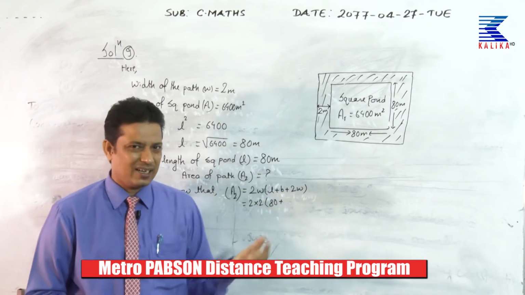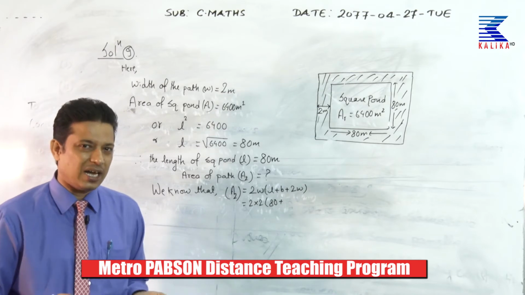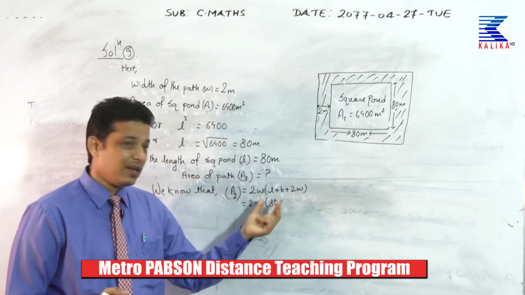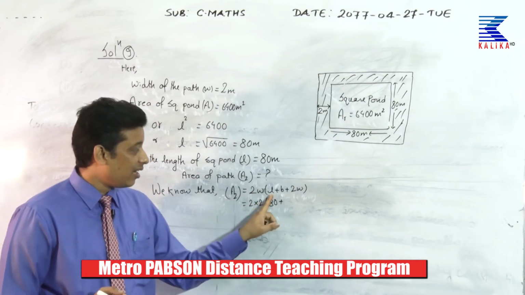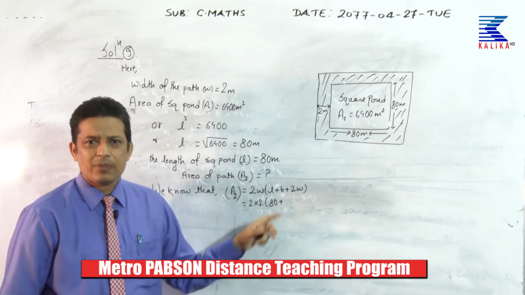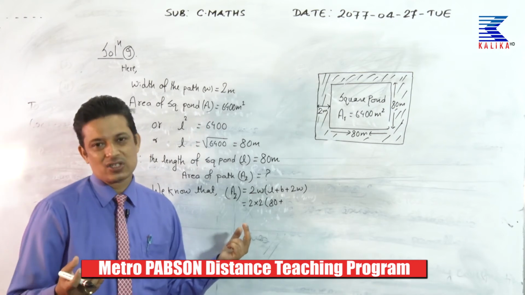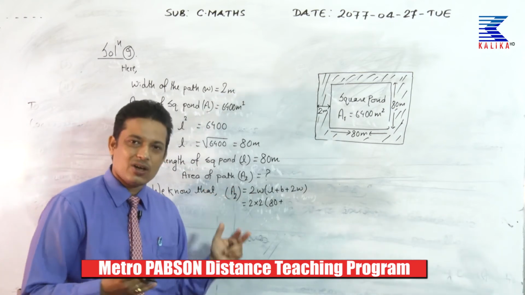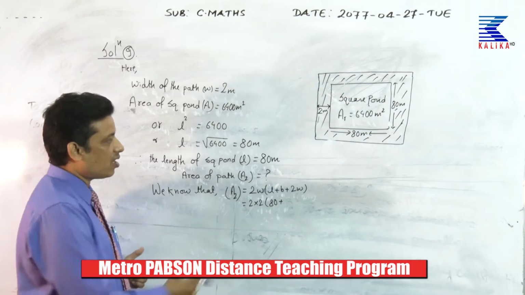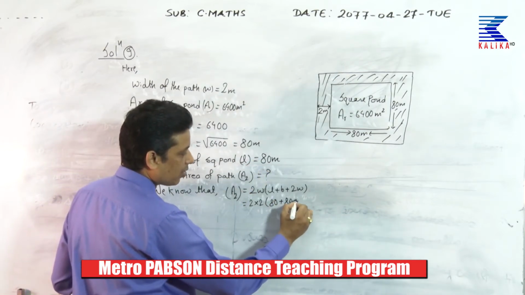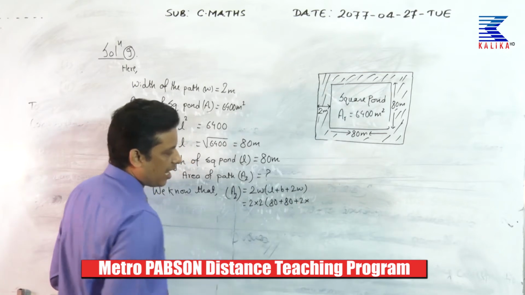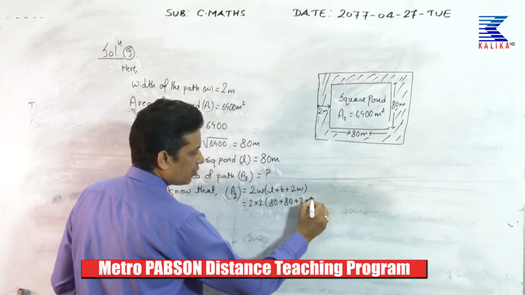But why remember so many formulas? You can use the same formula as in the rectangular case, where length and breadth used to be different. But what is the same here in the case of a square? Length and breadth are both the same. As we got length is 80, we replace breadth also by 80. 2 times what is W? W is 2.